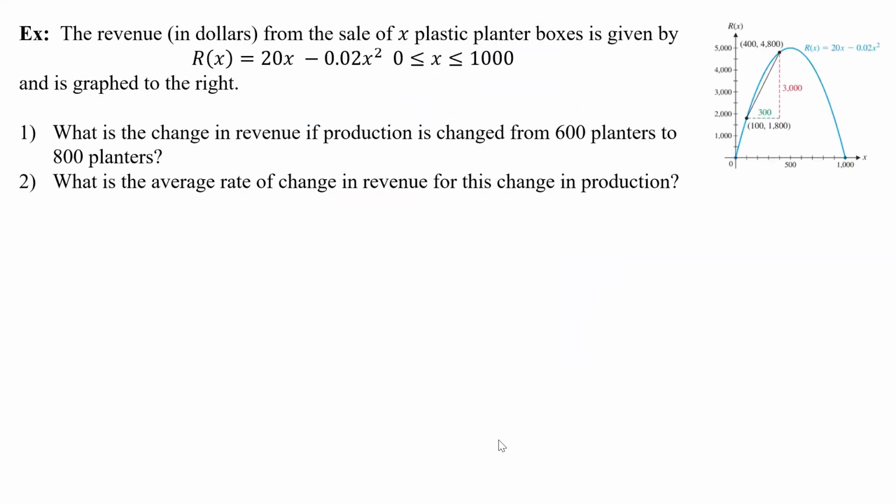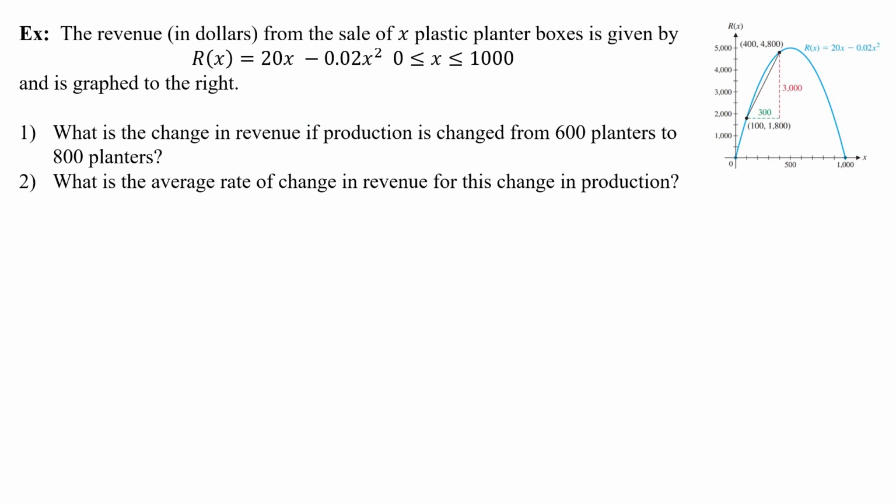All right, so here we have the revenue in dollars from the sale of x plastic planter boxes is given by R of x equals 20x minus 0.02x squared, and x is between 0 and 1,000. And our graph to the right kind of shows what's going on. It says, what is the change in revenue if production has changed from 600 planters to 800 planters? And then what is the average rate of change in revenue for this change in production?